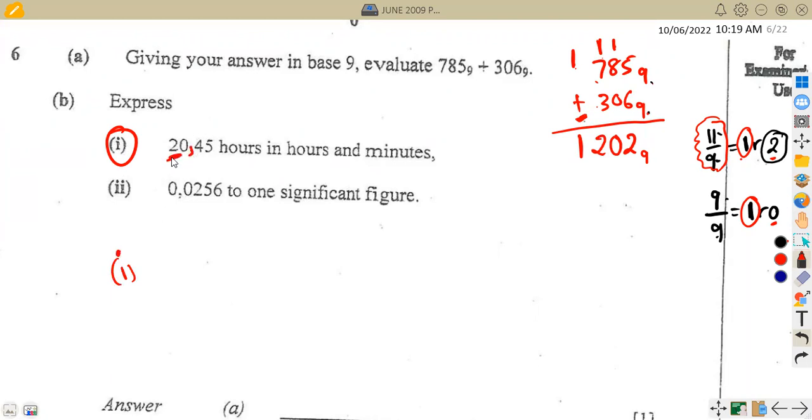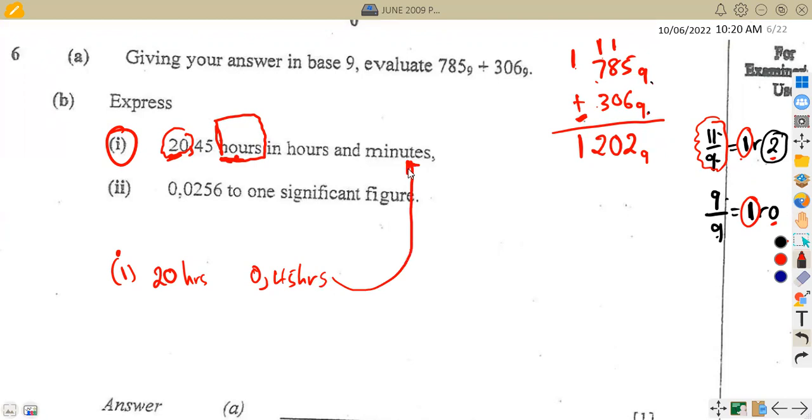Whenever you're given a number as hours, or minutes, or seconds, that whole number represents the unit that you are given here. If it is minutes, it means 20 minutes, but here it is 20,45 hours. So this whole number represents the 20 hours, which are full hours. If we remove these 20 hours, we are going to remain with a decimal of 0,45 hours, which is remaining. That remainder is the one that you convert to minutes.